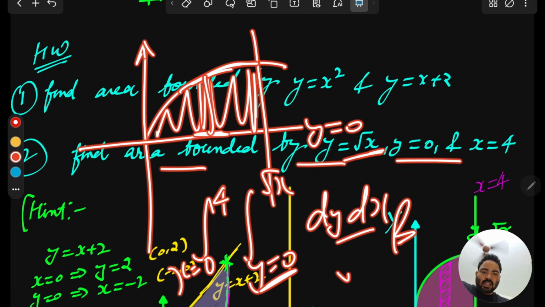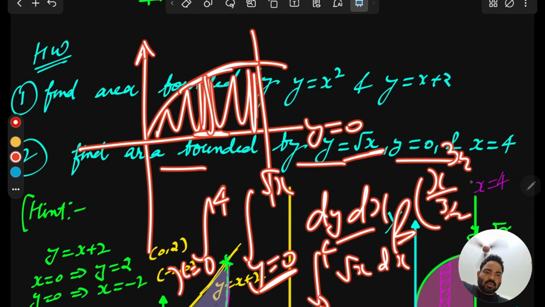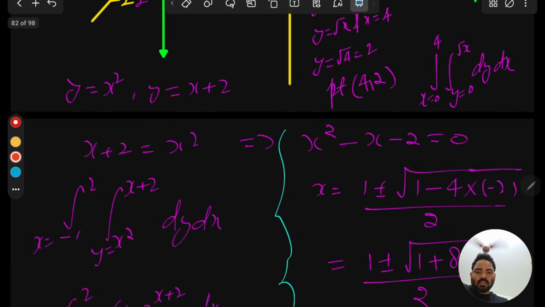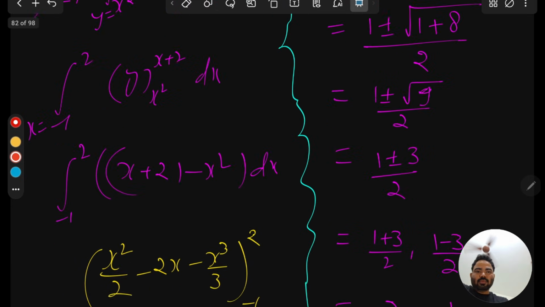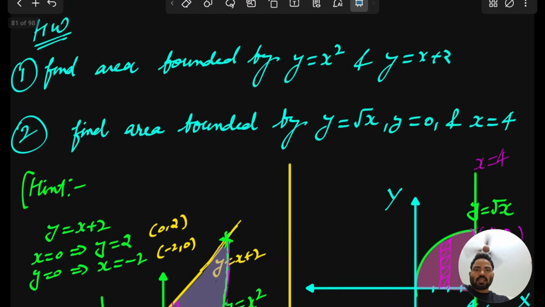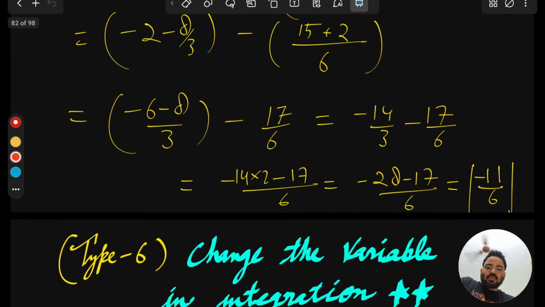If you integrate with respect to y, y will come under root x, 0 to 4 dx, x power 3 by 2 upon 3 by 2, just put the upper limit 4 and lower limit 0, and you are done. That's the way you can do it. So this is the homework for you, just try. Now let's move on to the next type.